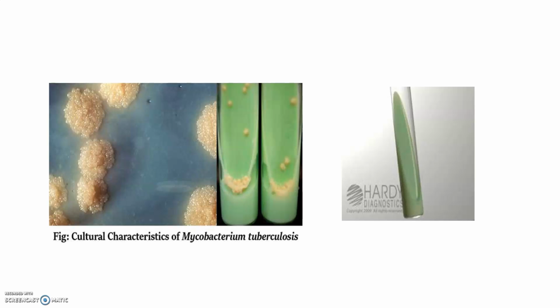So these are the cultural characteristics of Mycobacterium tuberculosis in the LJ media. And this is the LJ media, and the colony appears like this after 2 weeks. The development of colony takes a long time because of the longer generation time of the bacteria.